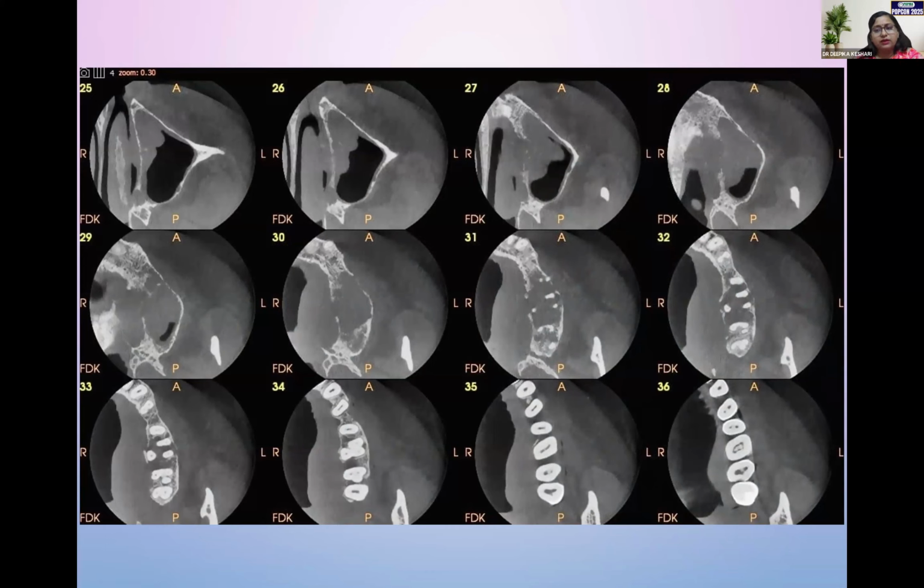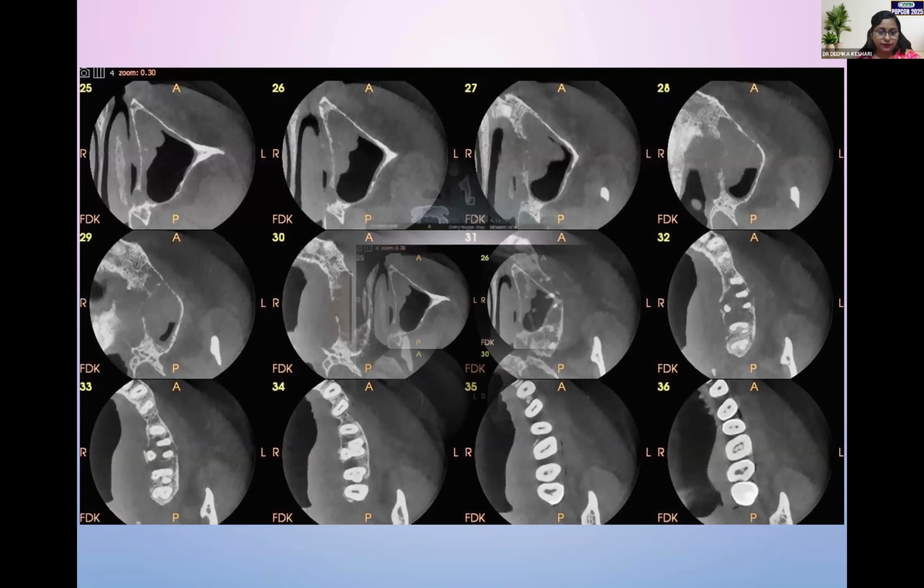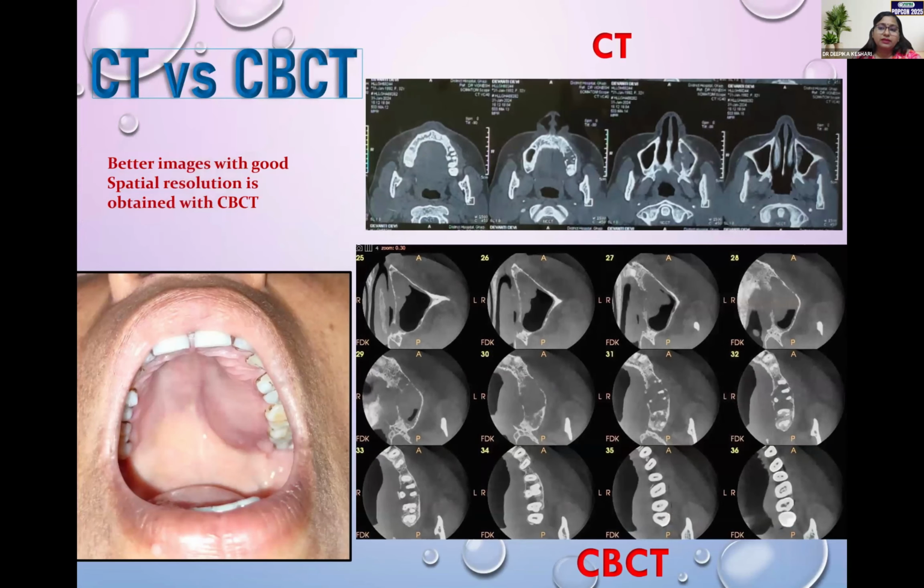So we concluded that it was likely to be a case of malignancy, and then the patient was referred to a higher center for further treatment without wasting time, because as we all know, malignancy progresses very rapidly and it might be life threatening to the patient. So when we compare these images, you can clearly see the difference between these two images. So we get better spatial resolution with CBCT.